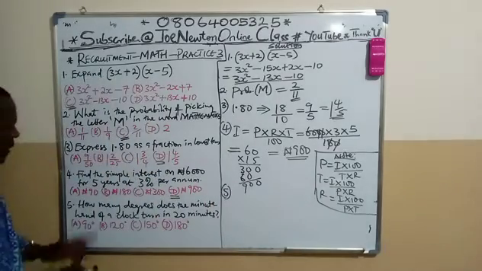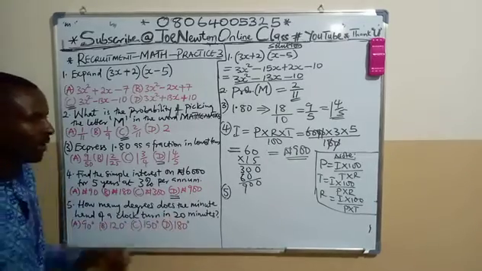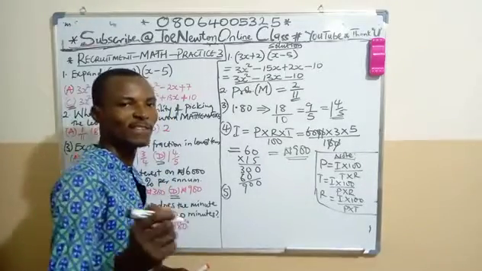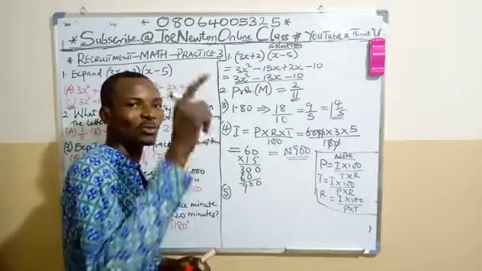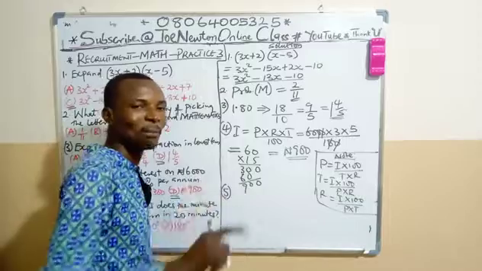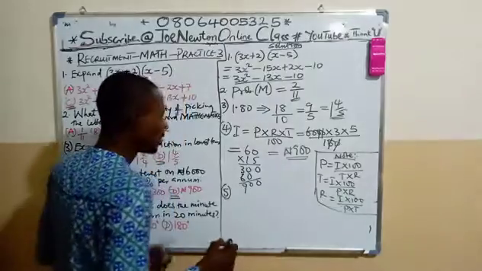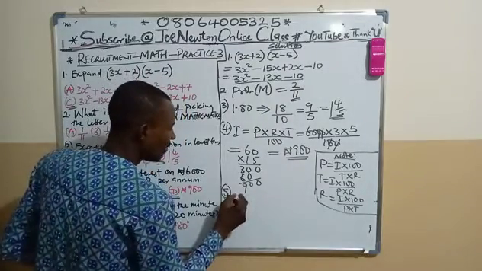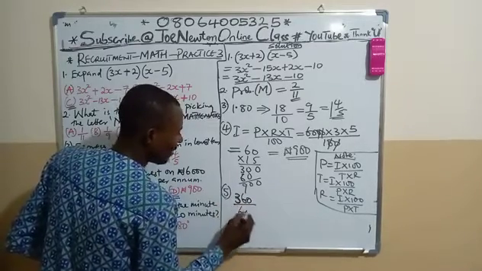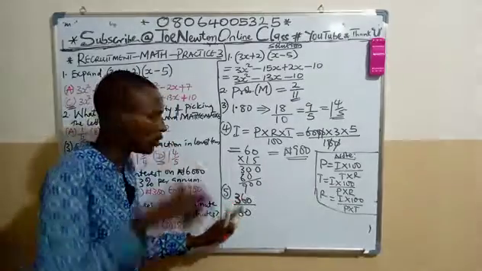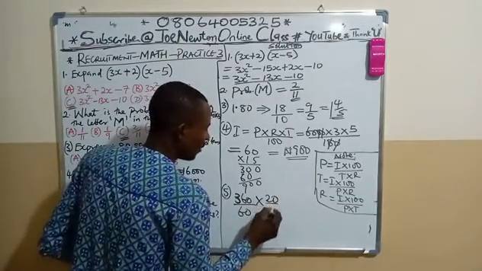Number 5 question says, how many degrees does the minute hand of a clock turn in 20 minutes? It's very simple. You should know that 60 minutes make 1 hour. And you know that a complete revolution in a circle is 360 degrees. When the minute hand goes round the clock, it covers 360 degrees. That is one complete cycle or revolution. So for that reason, this is very simple. It becomes 360 over 60 minutes. 360 in a circle in revolution over 60 minutes that make 1 hour. Then times 20 minutes over 1.